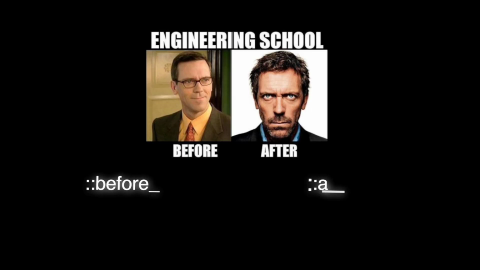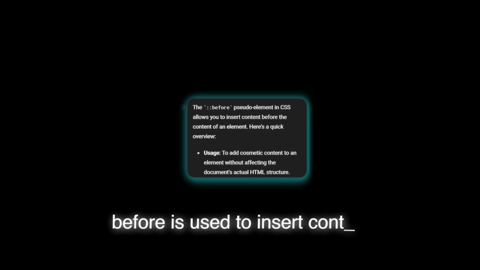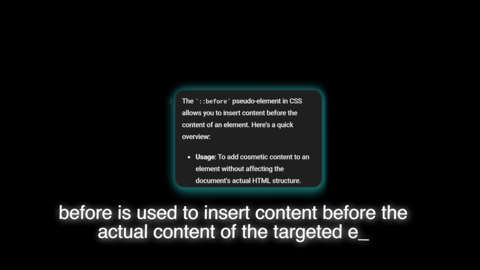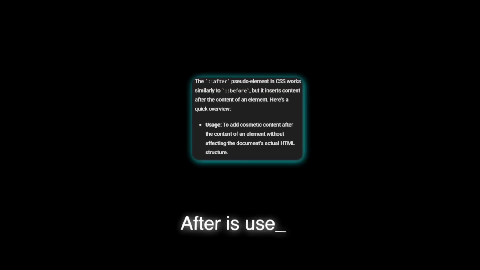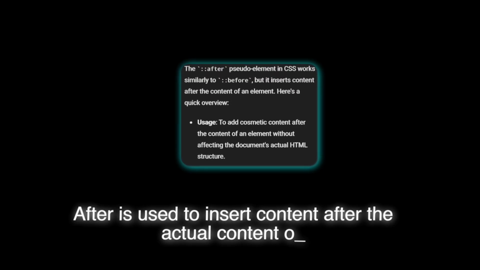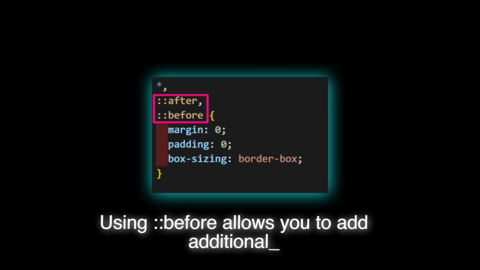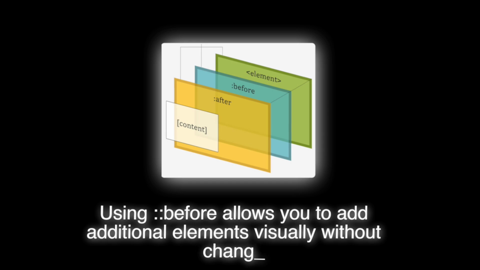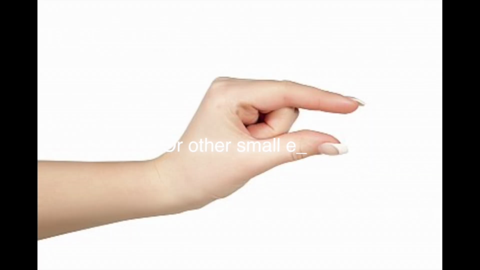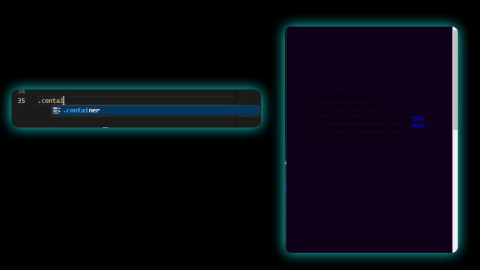In CSS, there are things called before and after. Before is used to insert content before the actual content in the target element, while after is used to insert content after the actual content of the target element. Using before allows you to add additional elements visually without changing the HTML structure. This is useful for adding decorations, icons, or other small elements above or within main elements, allowing for greater flexibility and control in your CSS design.